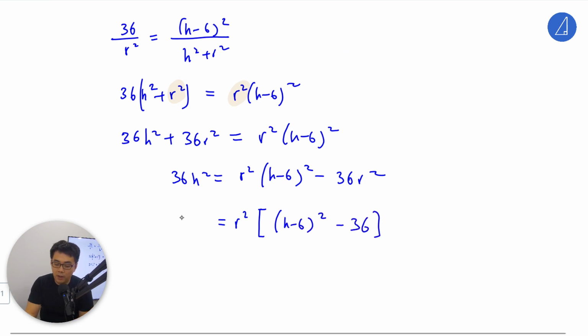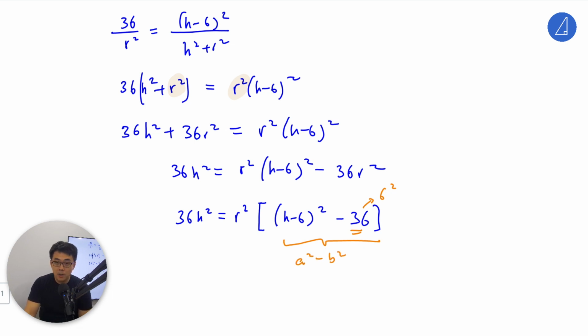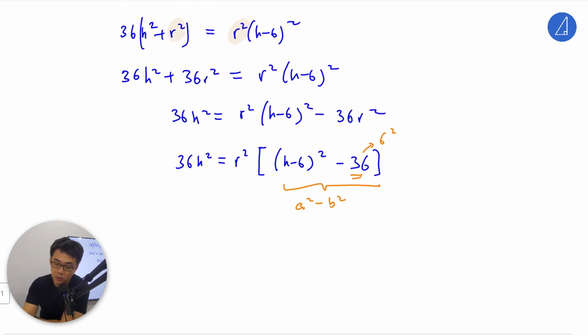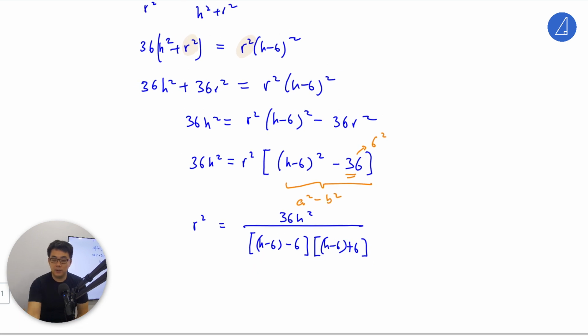Okay, so what should this be? This is 6 square, right? Any issue that this is 6 square? So you must be able to see that this is a square minus b square, much easier lah. Then you don't need to expand. This is a square minus b square. So in other words, if you make r square the subject, it'll be 36 h square over h minus 6 minus 6, then h minus 6 plus 6. Okay, so that's the rule of the game.